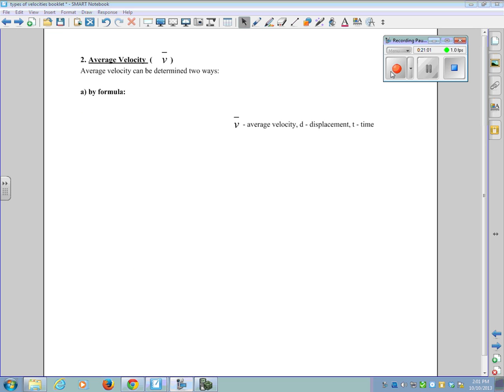All right, so average velocity. This is the second kind of velocity. Average velocity, v-bar, can be determined two ways. First one is by formula. And that formula is v-bar equals d over t, where v is the velocity, d is the displacement, and t is time. So that's one way to find average velocity.